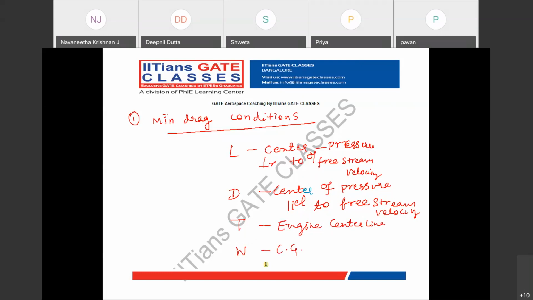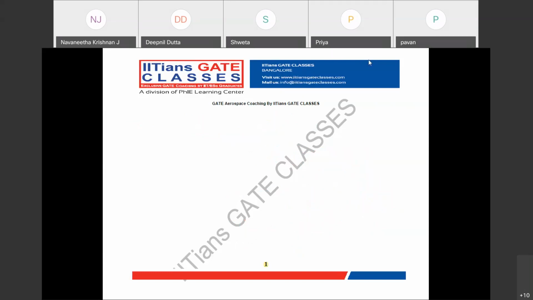Generally, we know steady level equations. That is, lift equal to weight, thrust equal to drag. If you have to move forward, you have to overcome the drag. That is, you have to provide more force compared to drag in order to move forward. So that is provided by your engine. Lift should balance your weight in order to maintain your steady level flight.